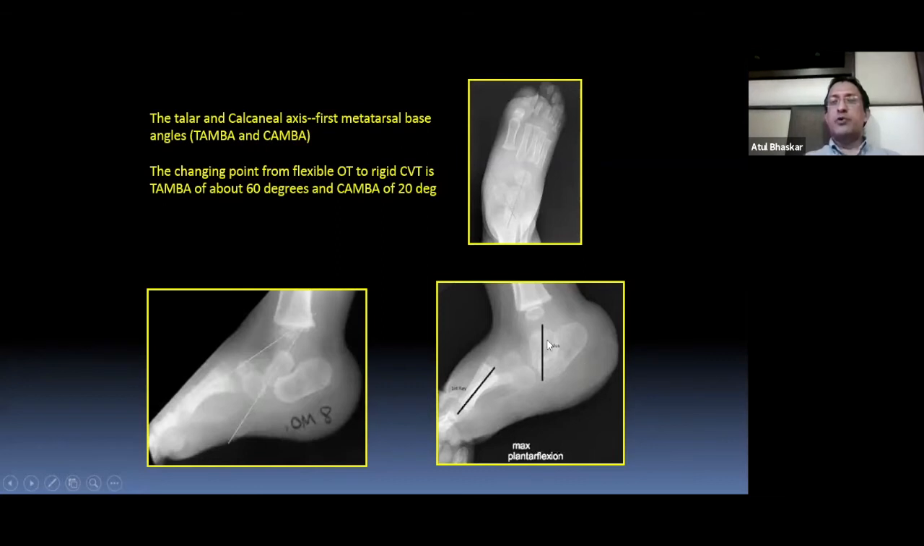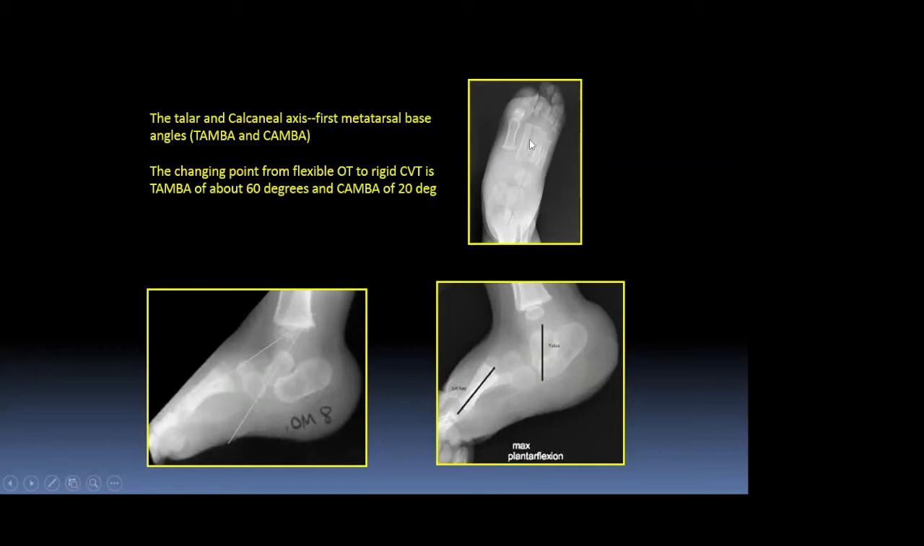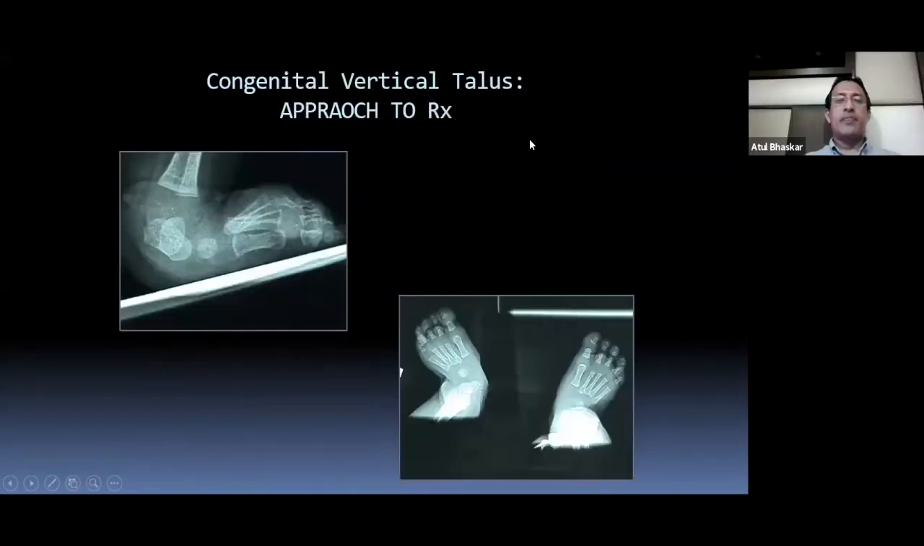So draw these angles. Similarly, you can draw on the AP view. This is the talar axis, and this is the calcaneal axis. So this is the talocalcaneal angle, which is more than 45 degrees, and it tells you that the forefoot is abducted. So these are the ways to do an X-ray.